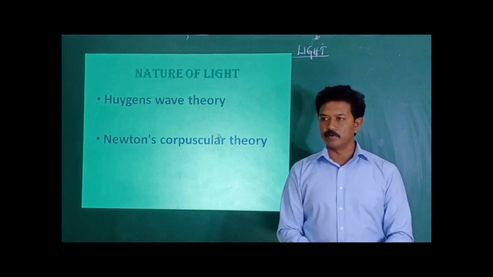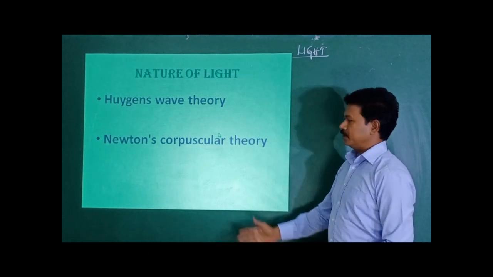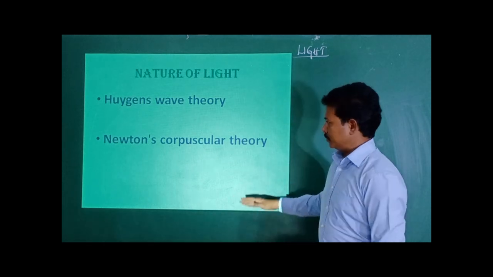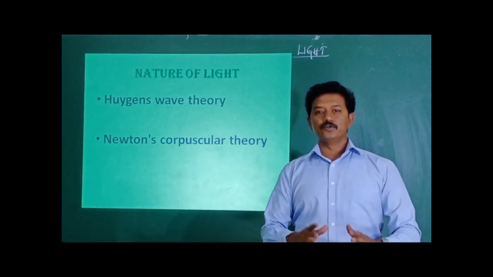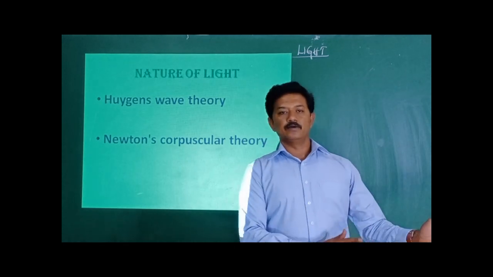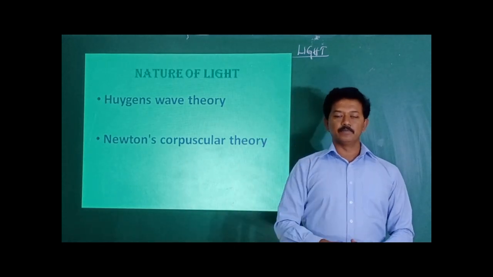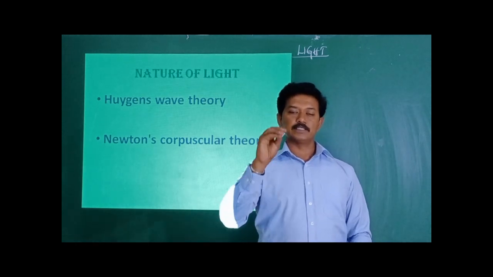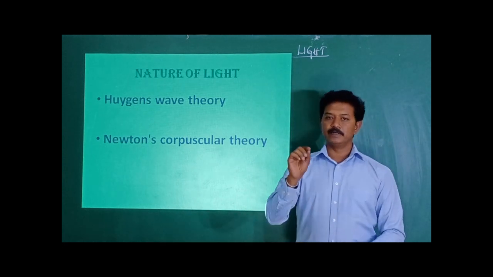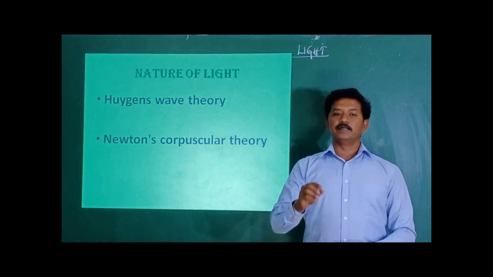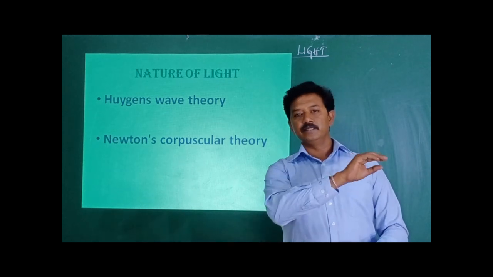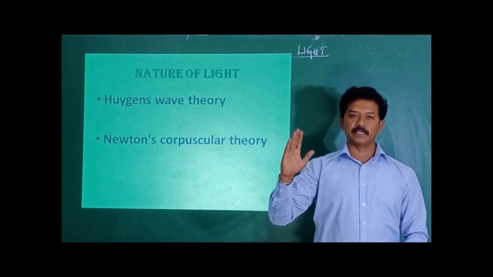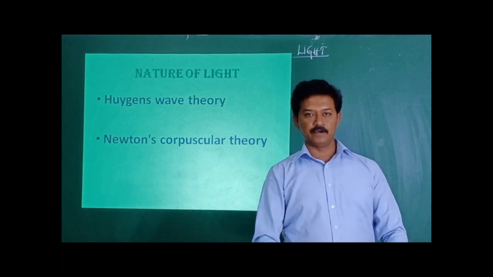We follow those. Among them, one is Huygens wave theory and the other is Newton's corpuscular theory. First we go with Newton's corpuscular theory. According to Newton, based on his experiments, light is made up of very small, tiny particles which we call corpuscles. These corpuscles have the capacity of traveling at very high speeds, up to 3 × 10^8 meters per second. That's the speed of light we have today.